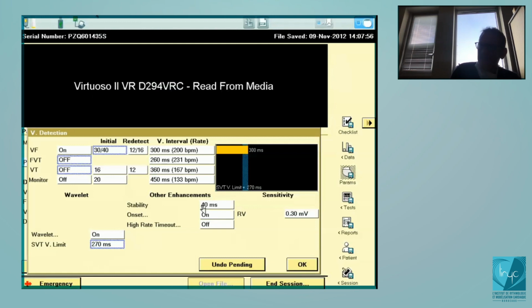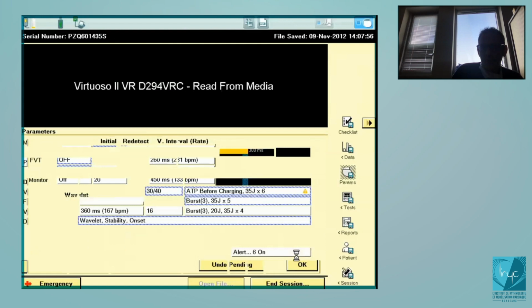And sometimes if you program a very limited margin, some cycle may be detected a bit late, and then the cycle will be classified as VS, and then you will systematically reset the counter to 0. So you will delay the delivery of the therapy. Okay, are there any questions?